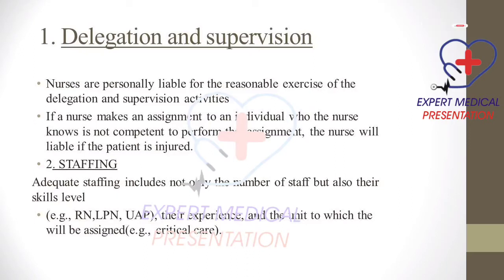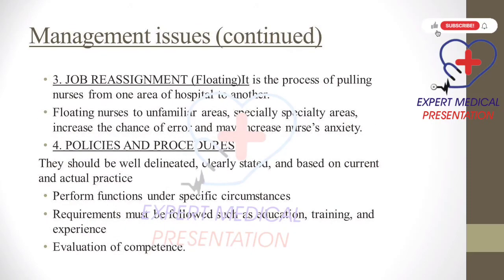2. Staffing. Adequate staffing includes not only the number of staff but also their skill level, for example, RN, LPN, UAP, their experience, and the unit to which they will be assigned, for example, critical care. Management issues, continued. 3. Job reassignment. Floating is the process of pulling nurses from one area of the hospital to another. Floating nurses to unfamiliar areas, especially specialty areas, increases the chance of error and may increase nurses' anxiety.